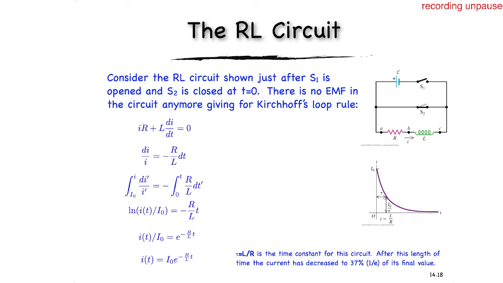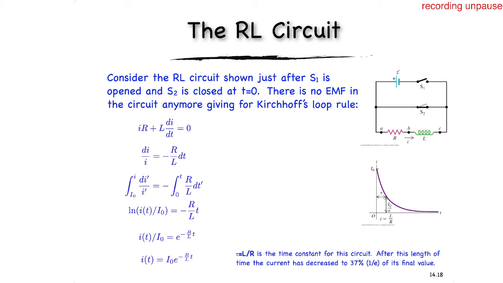And so we can apply Kirchhoff's rule around this lower loop. It looks just like before, except there's no longer an EMF. So we just have a voltage drop of IR plus a voltage drop of L dI/dt equals 0. And so again, we'll put all the terms with an I on the left and all the terms with t on the right, and integrate both sides from our initial current to some final current as we go from time 0 to time t.